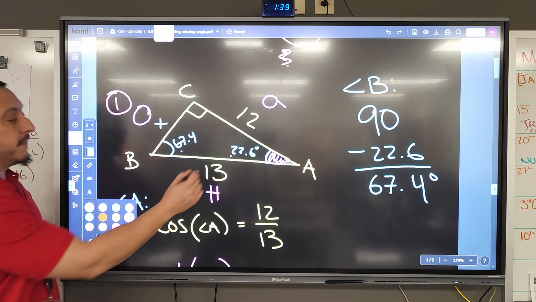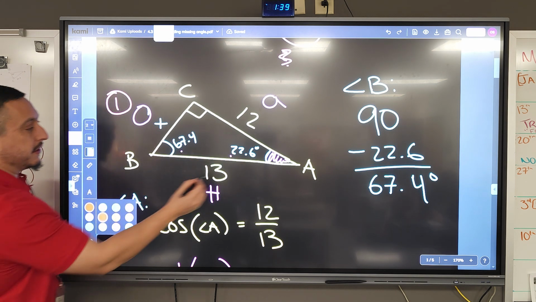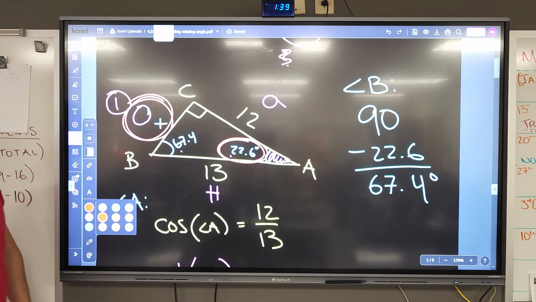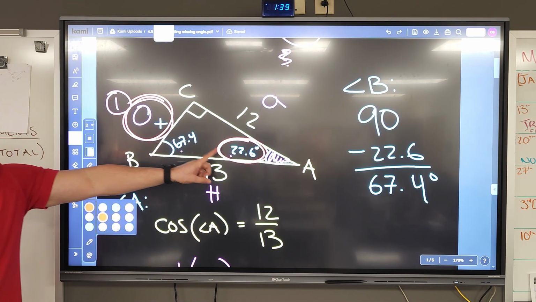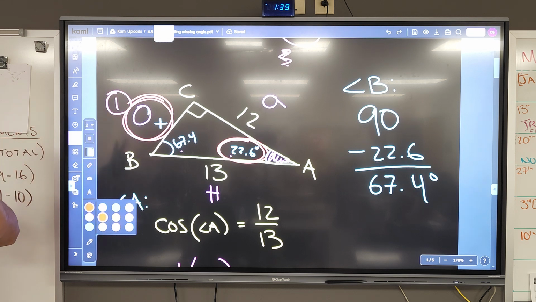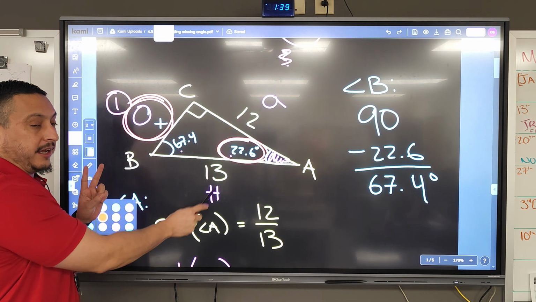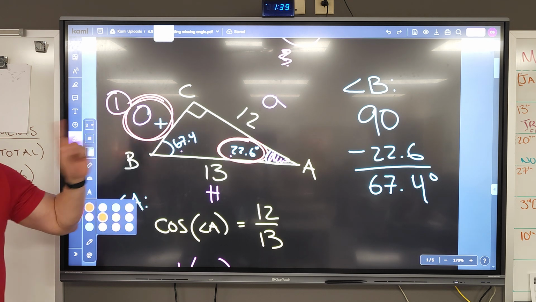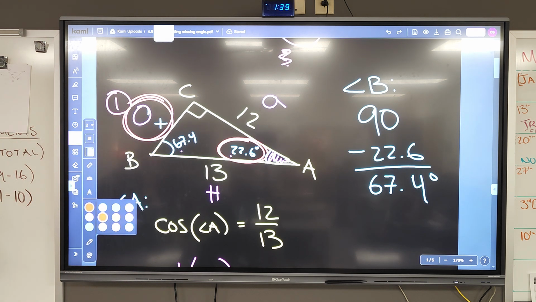Okay, so let me switch colors here. If I use this angle, and I need this guy, okay? So I have the angle. I need O. I could use A or H, because I know both of those numbers. But it has to have O for sure. So this one has O. This one has O, right? If I use A, I have to use this one. But if I use H, I have to use this one. They're both right, okay? You can choose which one.